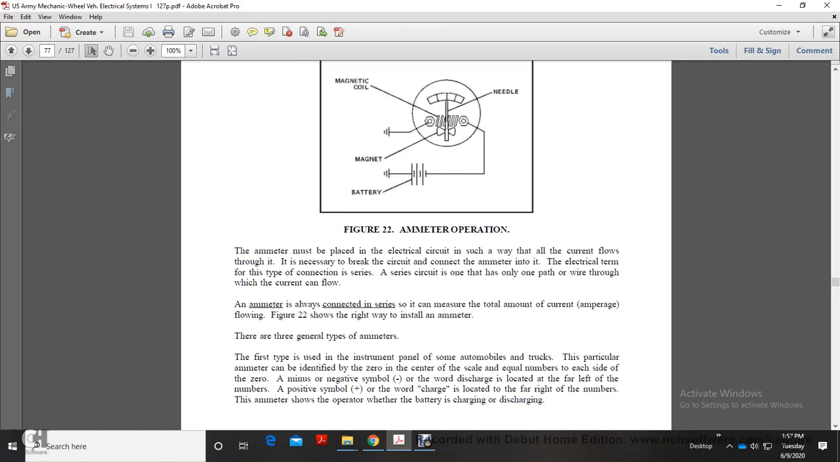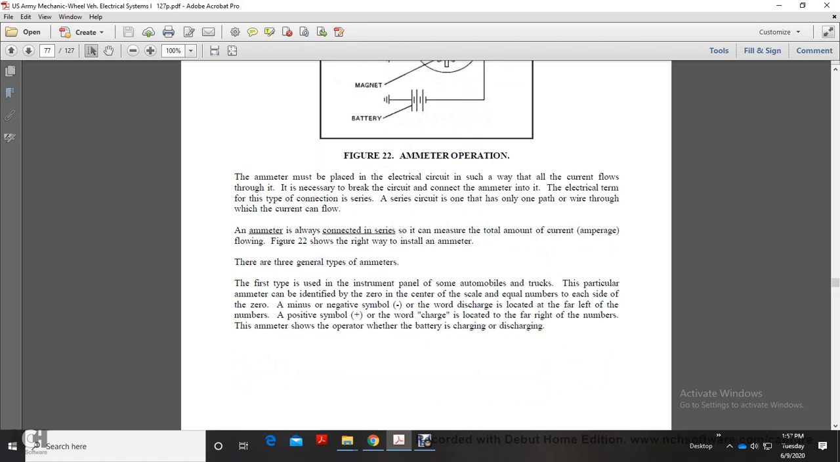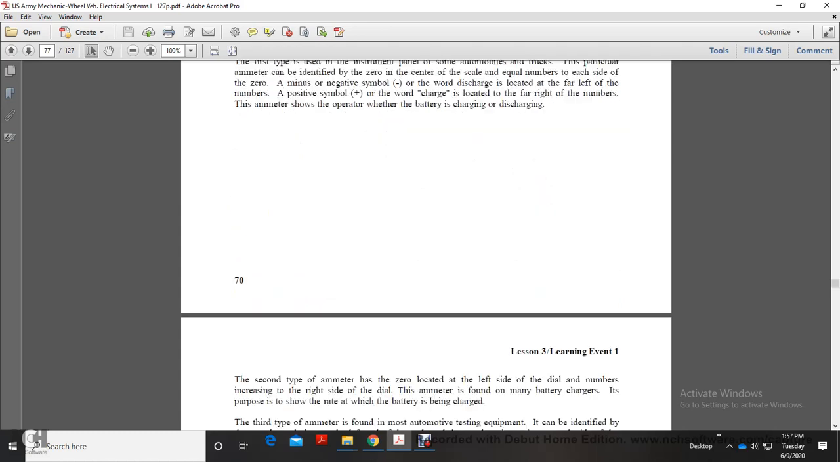Now, the three general types of ammeters. The first type, found in automobiles and trucks, is identified by a zero at the center of the scale with equal numbers on each side of the zero. A minus, or negative, symbol for discharge is located at the far left of the numbers, and a positive symbol for charge is located at the far right. The ammeter shows the operator when the battery is charging and discharging.